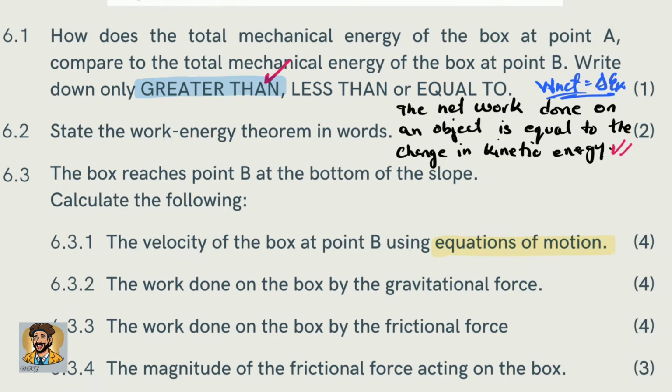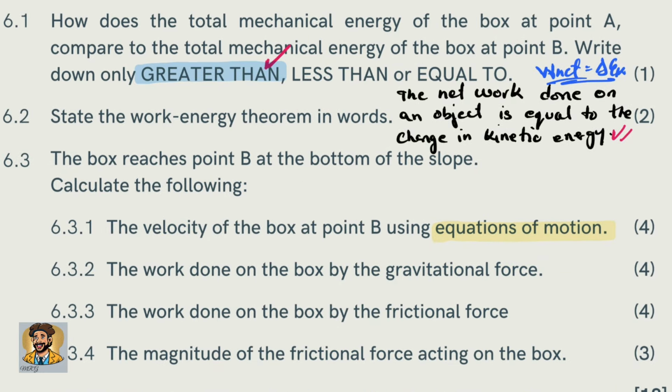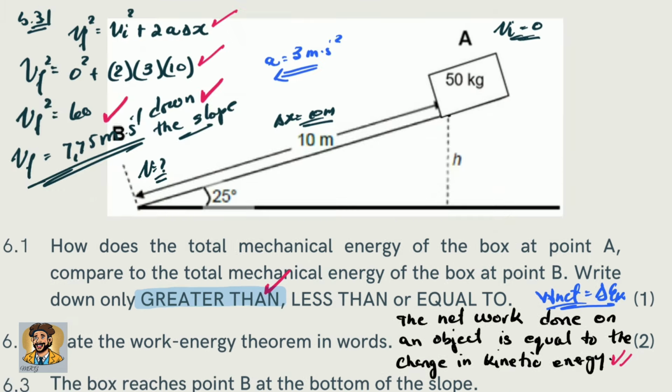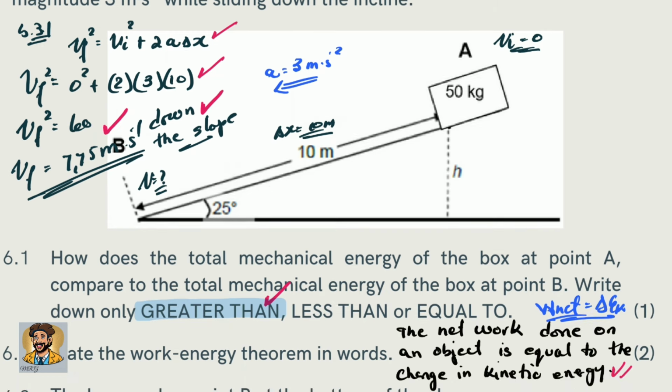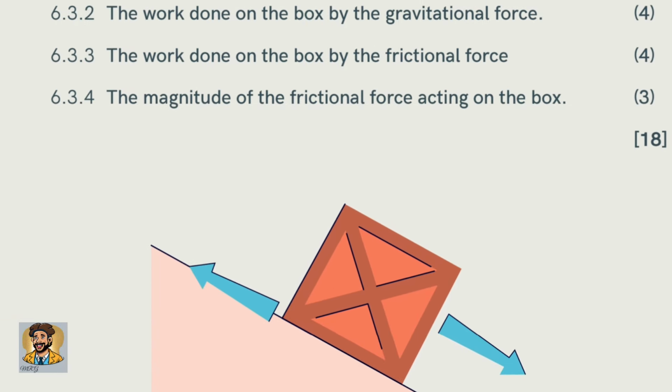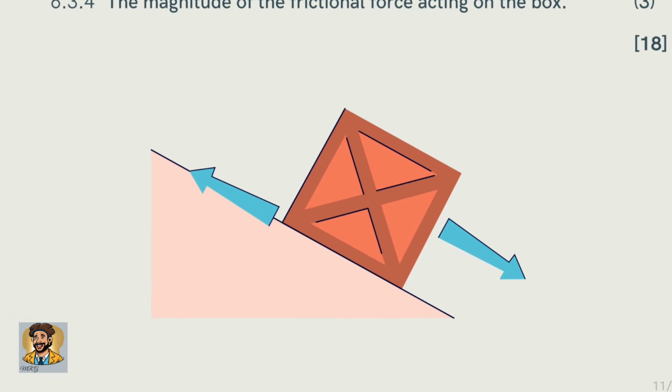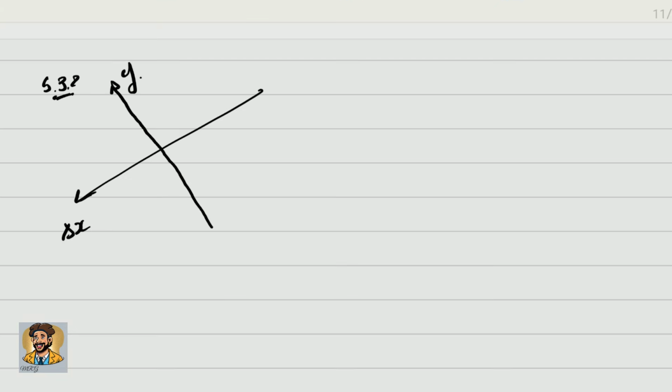Question 6.3.2: calculate the work done on the box by the gravitational force as it moves down. We're going to solve that one on a new page, or maybe even here if there is enough space. Now remember, I always like to do the free body diagram. It's one of the important parts. The x will correspond with the displacement, and the gravitational force is pointing down here. This is the gravitational force.